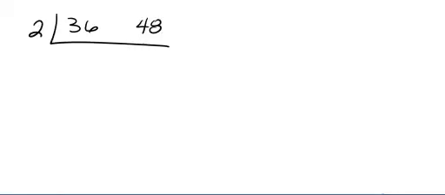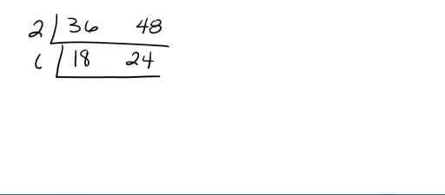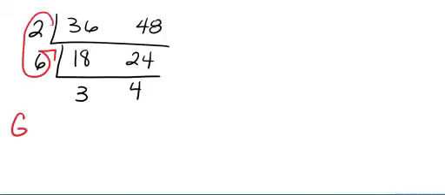36 divided by 2 is 18, and 48 divided by 2 is 24. And 18 and 24, I go, oh, 6 goes into both of those. So 18 divided by 6 is 3, and 24 divided by 6 is 4. And so once again, we're at a point that 3 and 4, the only number that goes into both of those is 1, so we can stop now. On the left column, I create my G, so my greatest common factor is 2 times 6, which is 12.